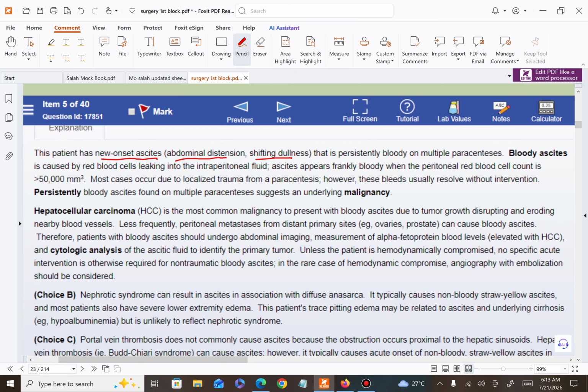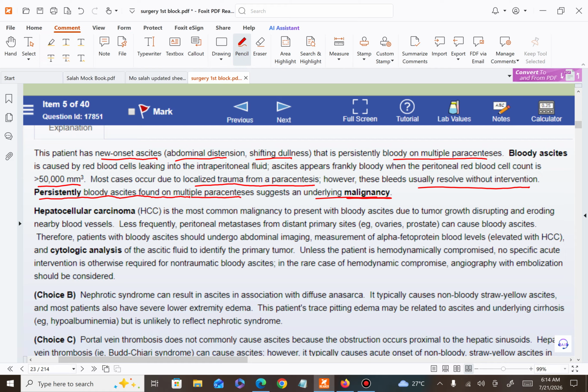The patient has new onset ascites, abdominal distension, and shifting dullness that is persistently bloody on multiple paracentesis. Bloody ascites is caused by red blood cells leaking into the intraperitoneal fluid. Ascites appears frankly bloody when the peritoneal red blood cell count is more than 50,000 per mm cube. Most cases occur due to localized trauma from paracentesis. However, these bleeds usually resolve without intervention. But persistently bloody ascites found on multiple paracentesis suggests underlying malignancy.